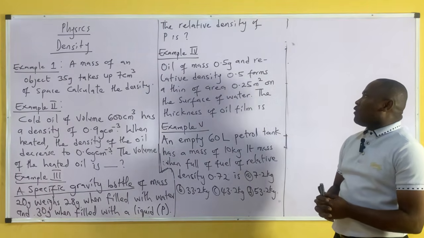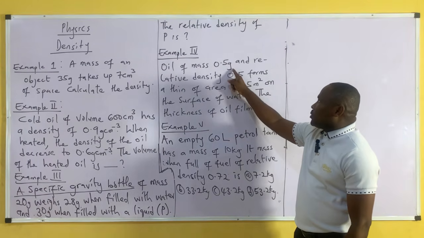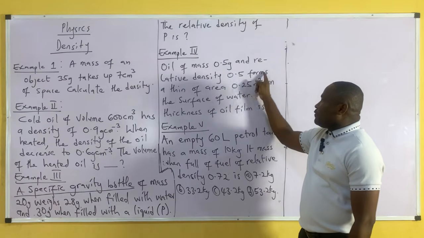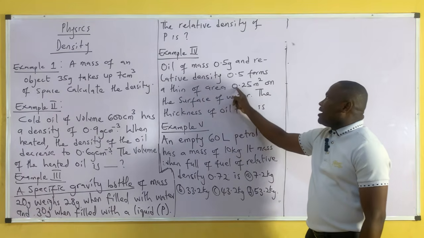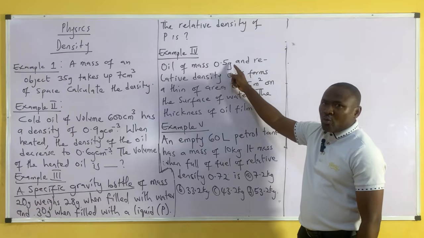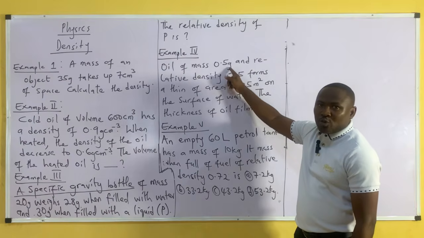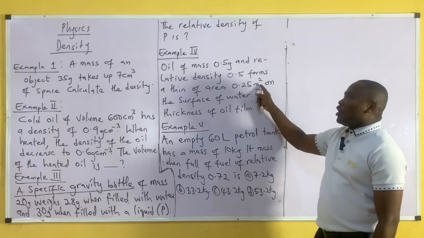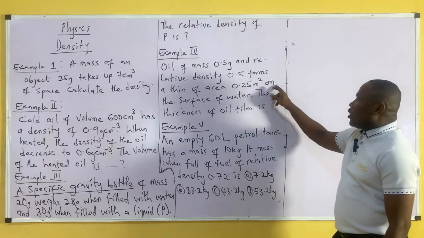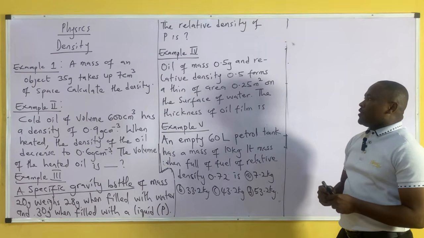It says oil of mass 0.5 grams. Now take note of your SI units. 0.5 grams and relative density of 0.5 forms a film of area 0.25 meters square. So this does not agree with this. One of these two must change. So it's either I'm changing grams to kilograms to suit meter square, or I'm changing meter square to centimeter square to suit grams. So now on a surface of water, the thickness of the oil film is dash.